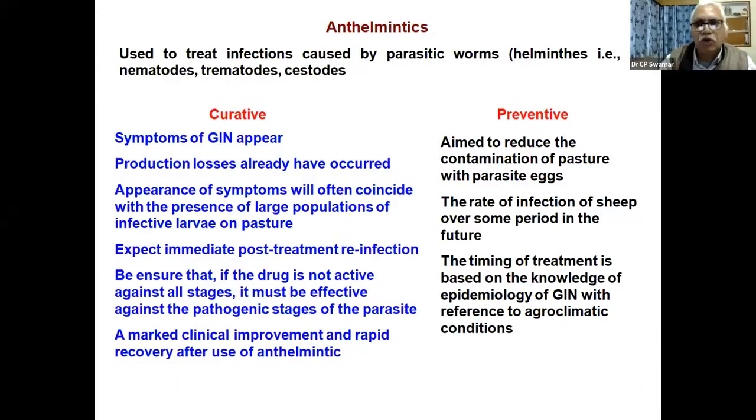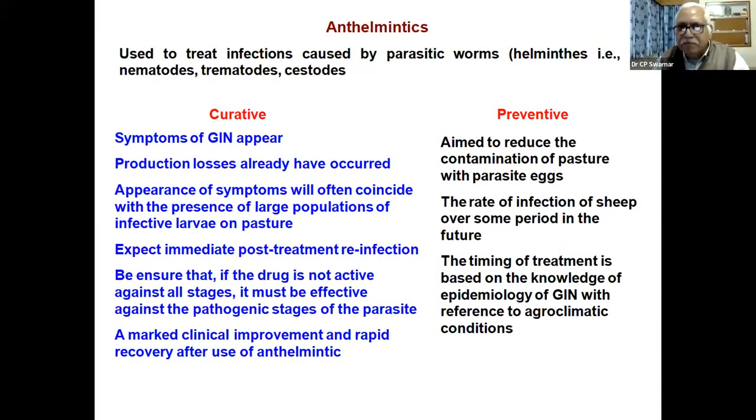Anthelmintic is the sole weapon to manage helminths in livestock. We use anthelmintic in two forms, either as a curative or as a preventive. Curative, when any morbid case comes to us in our hospital, then we generally give anthelmintics based on the symptoms, whenever there is a symptom of gastroenteritis due to nematodes.